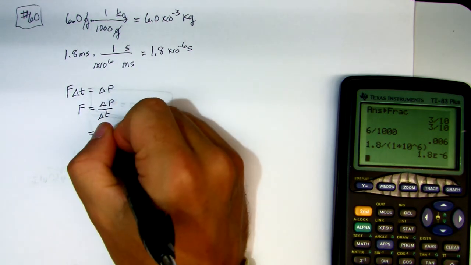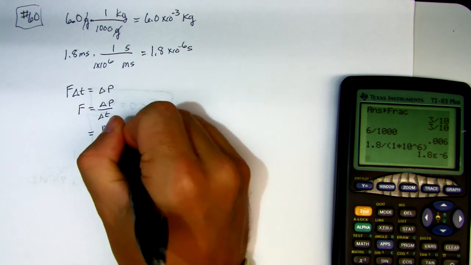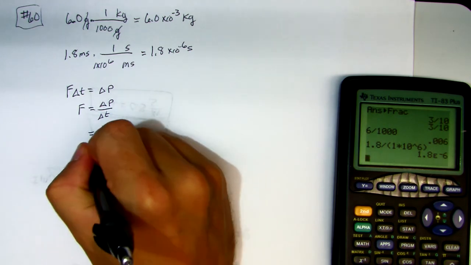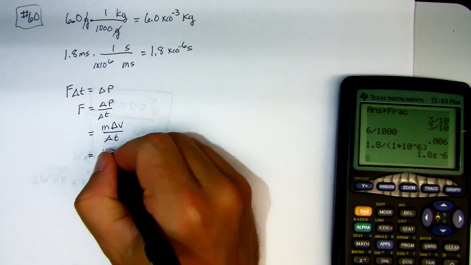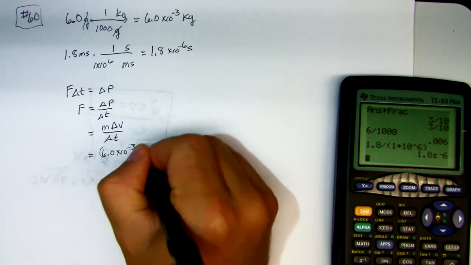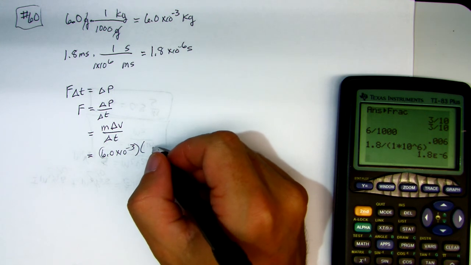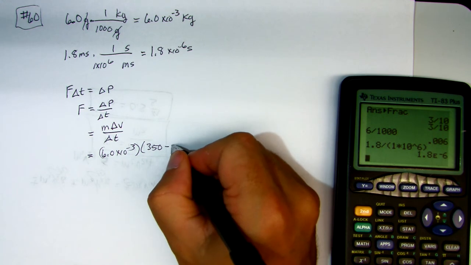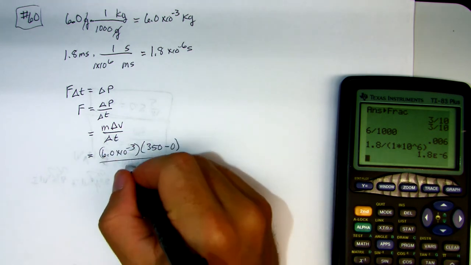But what is delta P? Delta P is the change in momentum, which is M delta V. And the mass is this. And change in velocity is final velocity minus initial velocity. What's my final velocity? 350. What's my initial velocity? 0. The bullet's in the chamber, right? It's not moving.